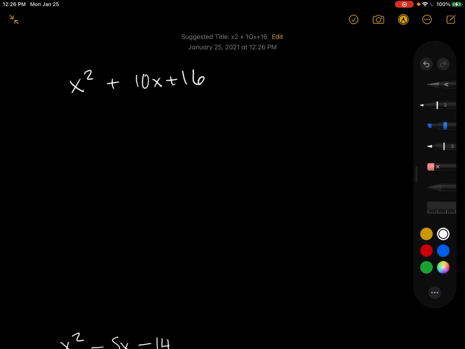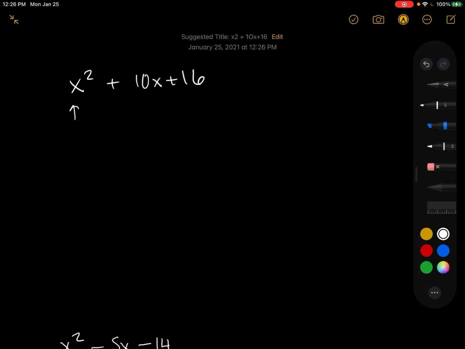Hi everybody and welcome. Today we're going to be going over some examples of factoring. So your goal after watching this video today will be able to factor, we'll say, multiple different types of examples with a leading coefficient or an a value of 1. So all that means is that our first term is just x squared or 1x squared.